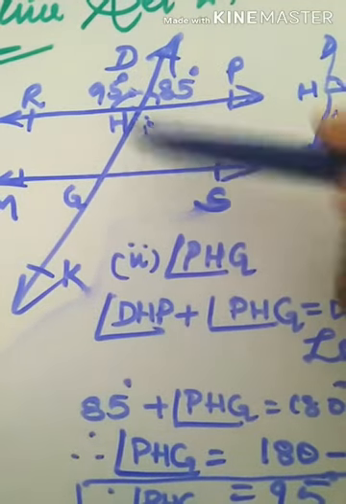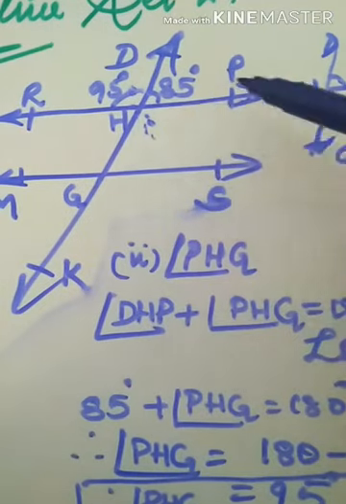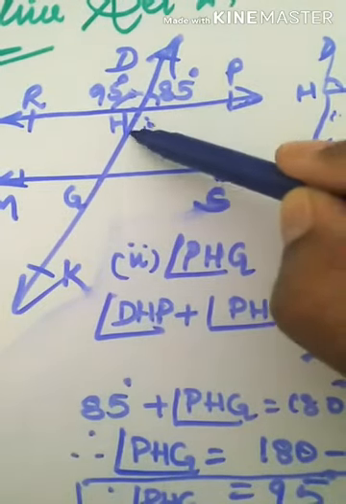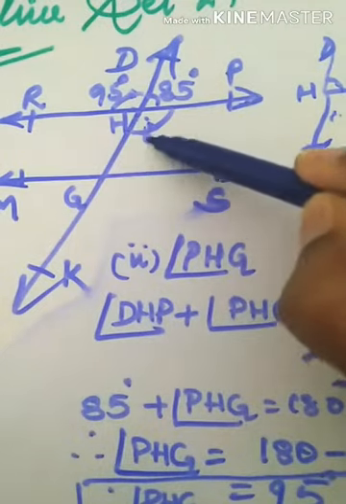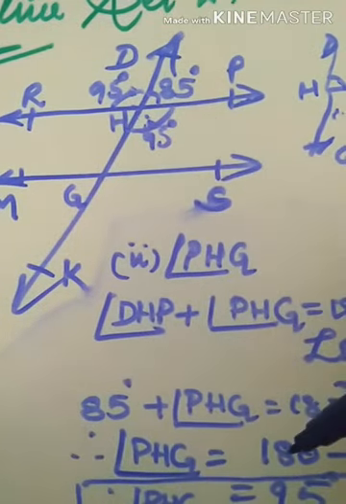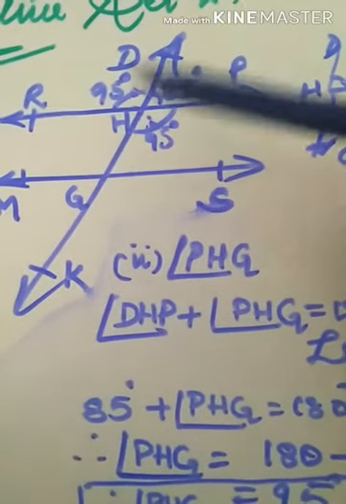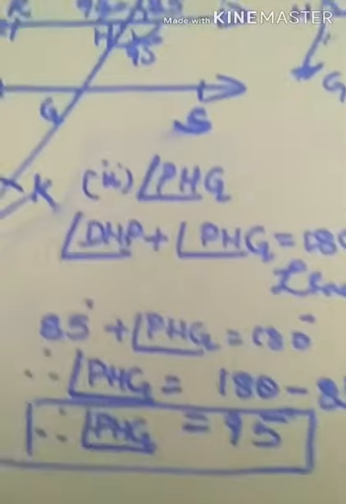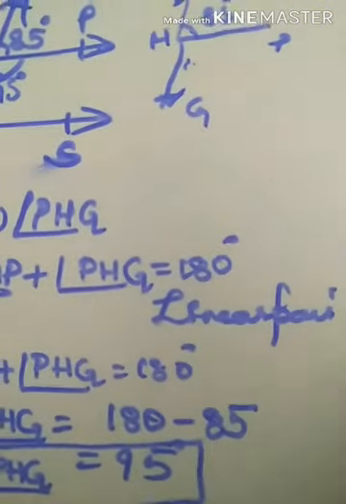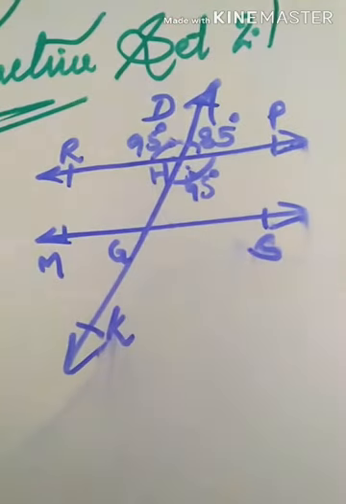Reason? Vertically opposite angles. So if DHR is 95 degrees, PHG will also be 95 degrees by the vertically opposite angles property. You have to write the step as vertically opposite angles. That will be much easier than using the linear pair property. Whichever you like, you can do the sum by your method. Whichever method you use, you get the same answer.